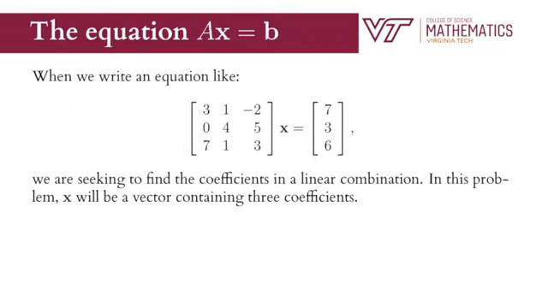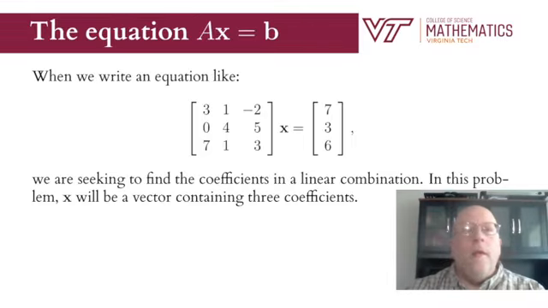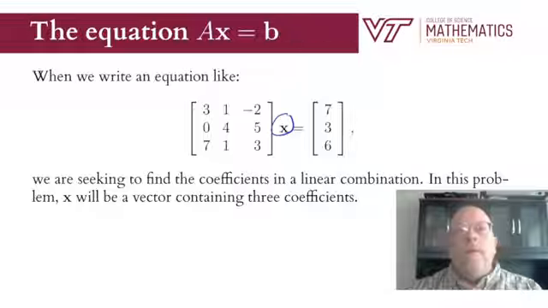All right. When we write an equation that looks like this, the matrix is given, but the vector that's beside it is not given. This is our variable. That variable contains the weights in a linear combination.